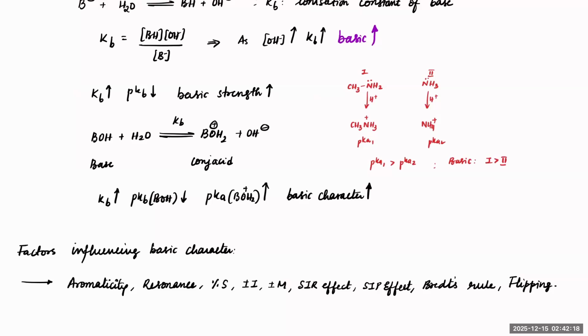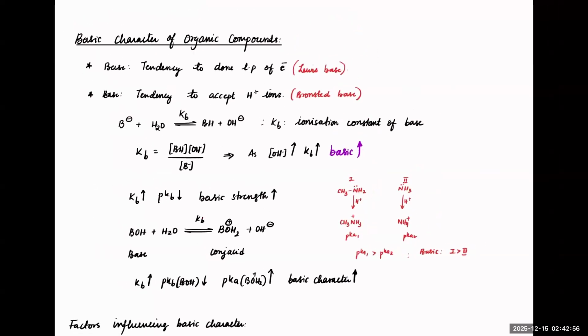The other way of looking at it: suppose you have a base BOH and it took H plus from water and has become this conjugate acid. Now from this conjugate acid's stability also we can decide the Kb value. If this conjugate acid is very stable, which means the Kb value is higher. So if Kb value is high, pKb value is less, and pKa value will be more, but the basic character will be more as well. Is this case clear?